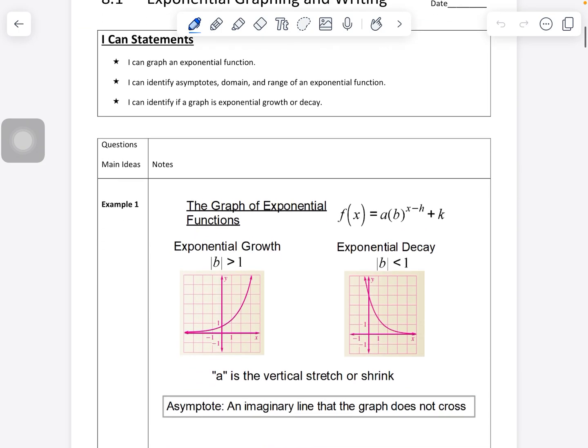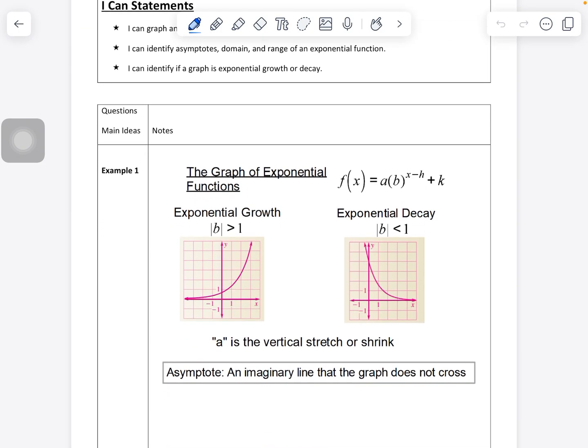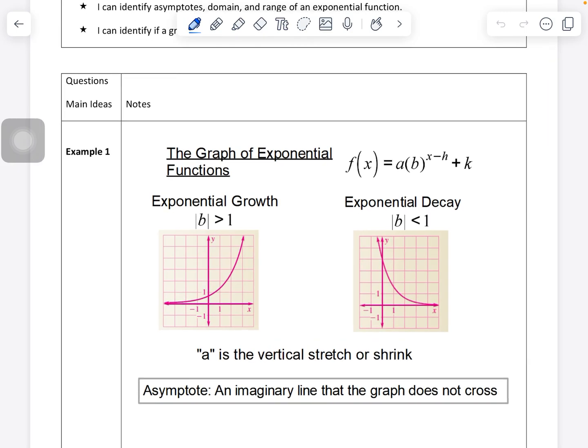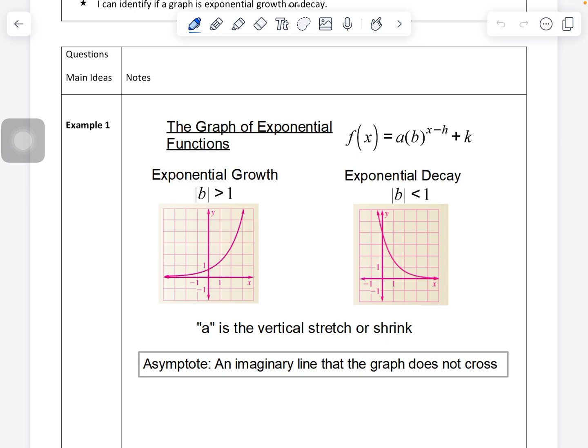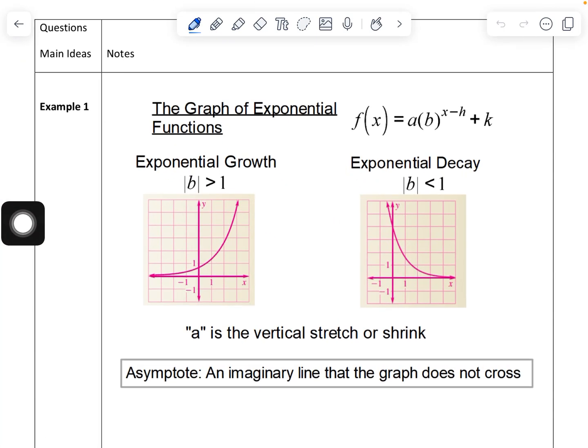So we're going to first look at what an exponential function looks like. We have two types. We have exponential growth and exponential decay. So exponential because the variable is located in the exponent rather than as the base or the a value here. Notice we still have h and k, so we're going to be talking about vertical and horizontal shifts. The a value is going to determine a stretch or a shrink. So we are going to see that as well.